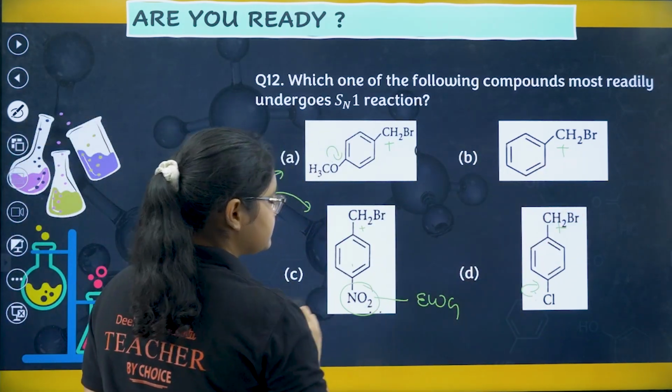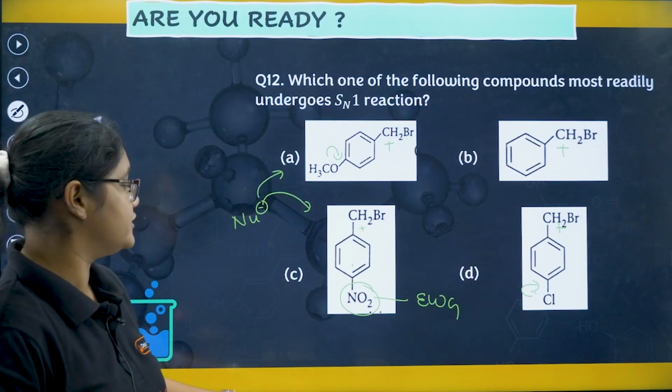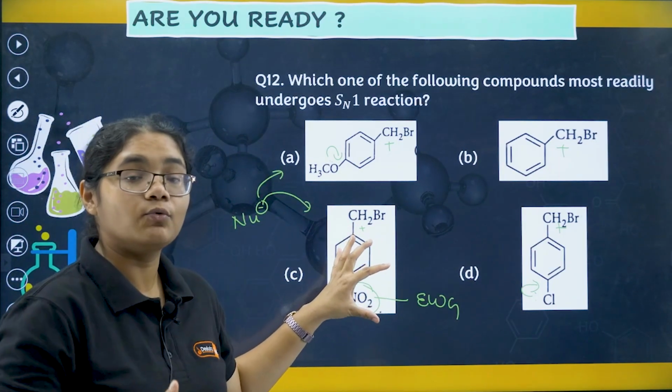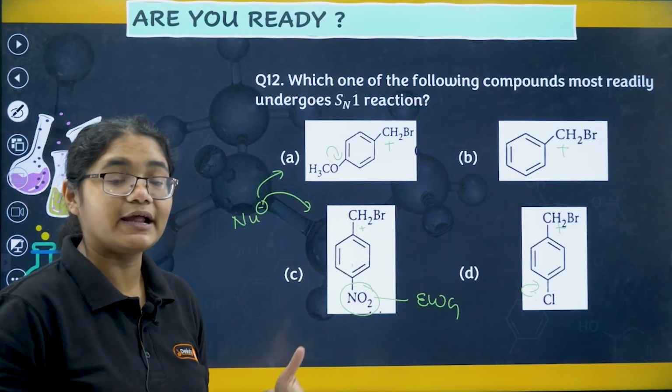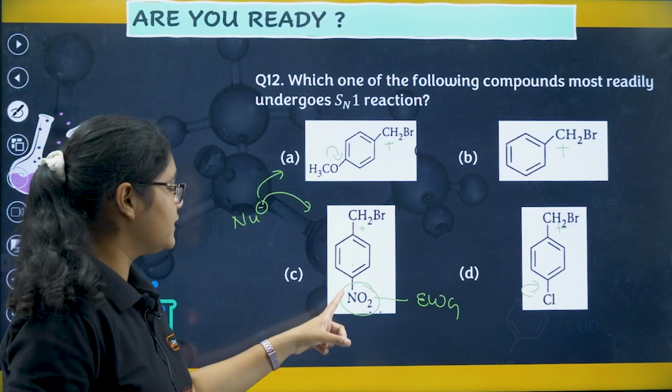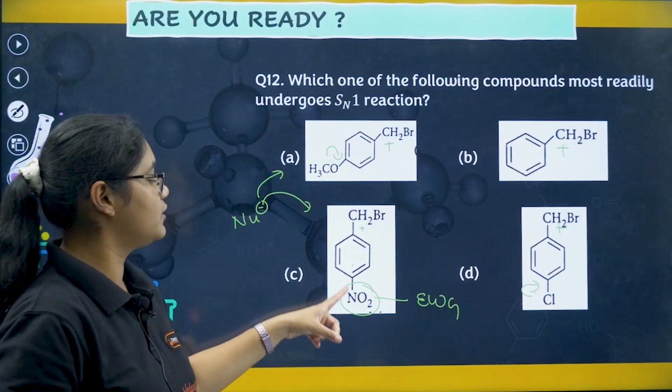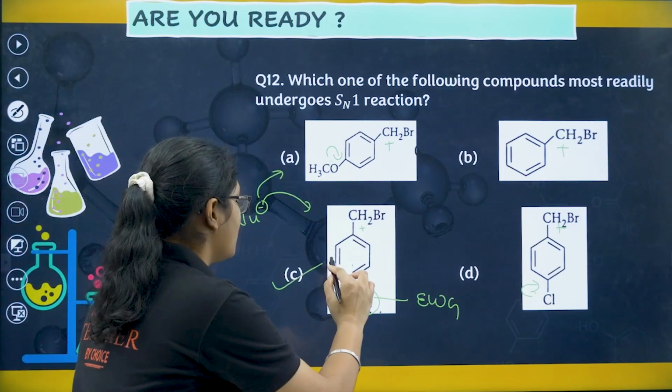So since NO2 is present, which is electron withdrawing in nature, it makes the ring more and more electron deficient. So the nucleophile will react in that case where the electron deficiency is more. So here, because it is an electron withdrawing group, electron deficiency is more. So that is why option number C.